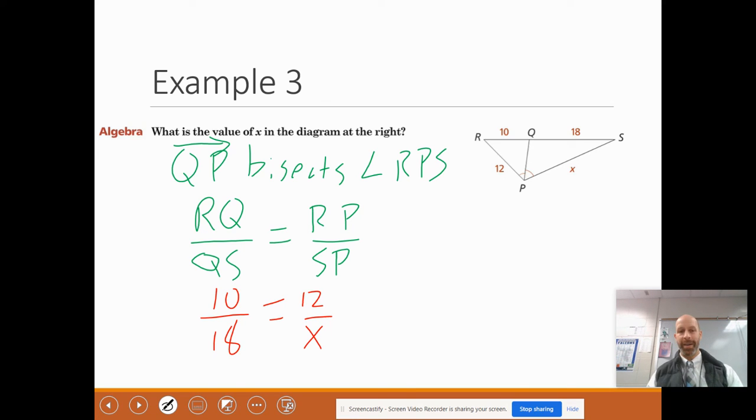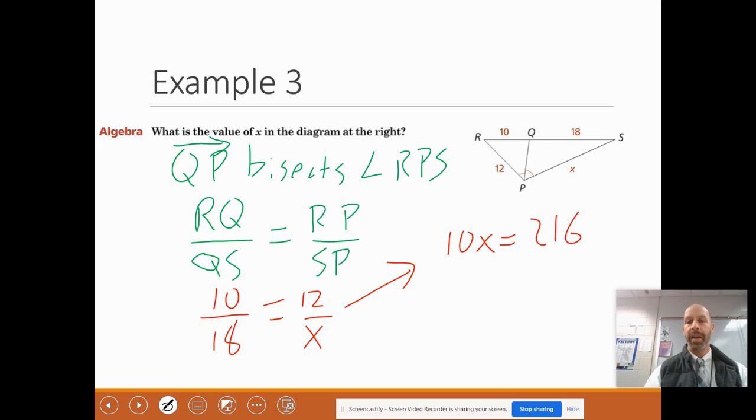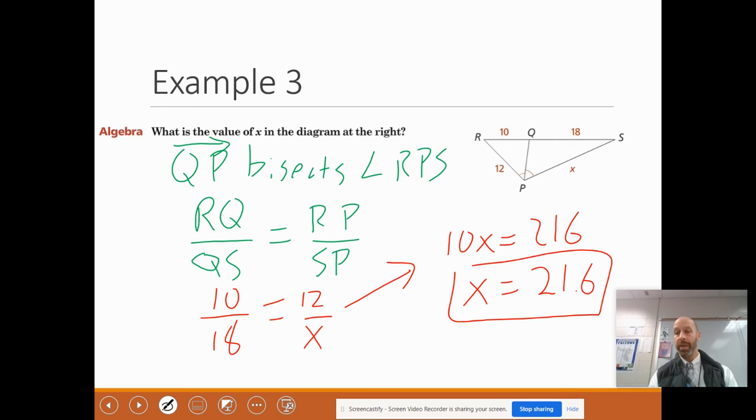So now we're going to cross multiply. Now I am going to use a calculator on this one because I'm not really sure I know what 18 times 12 is off the top of my head. I'm going to go ahead and cross multiply here, and I'm going to get 10x equals 216. And now we need to divide both sides by 10, and you'll get 21.6. So x in this example is 21.6. Now, guys, that decimal point's important. All the answers don't have to be whole numbers, so that's actually why I did this one.